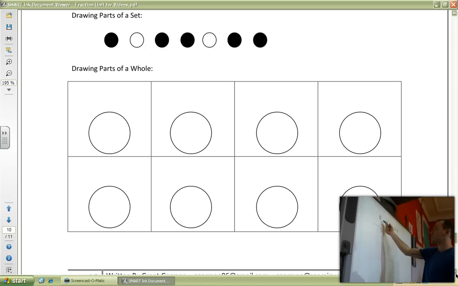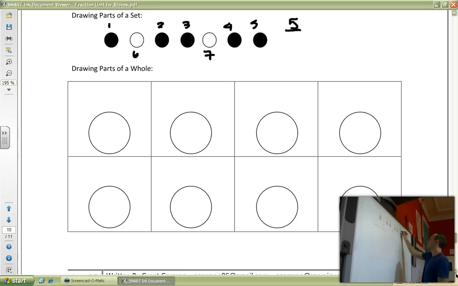Remember, parts of a set, you count the ones that they asked for. The black would be 1, 2, 3, 4, 5 out of a total of the rest, 6 and 7 more. So that would be 5 out of 7 are black. And of course, the flip of that would be that there are 2 out of 7 that are white. Those are parts of a set.